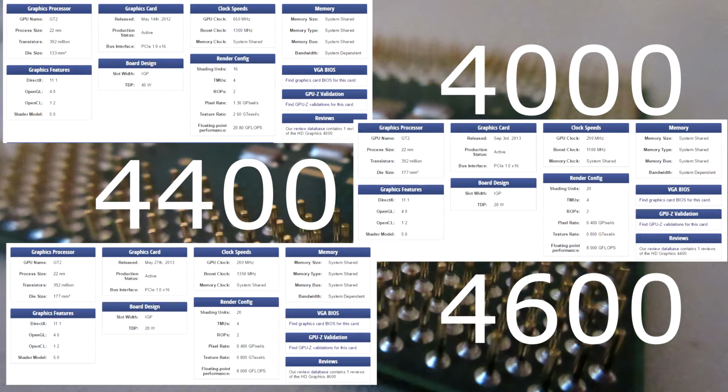Comparing 4000 to 4400 and 4600, we see the die increase from 133 millimeters squared to 177 millimeters squared once you go up from 4000. TDP decreases moving to 4400 and 4600, as well as a small boost in shading units. The base clock speed from 650 MHz on the 4000 decreases to 200 MHz, and the boost of 1300 MHz is now only 1100 MHz on the 4400. This will not always mean degraded performance, however, on the 4400. And the one final step to the 4600, we see the base clock stay the same as the 4400, 200 MHz, and the boost is now 1350 MHz.